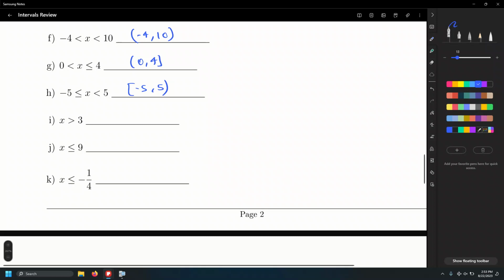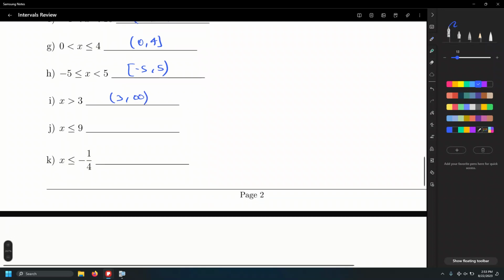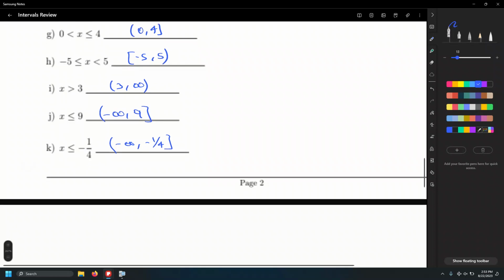What did we get for letter I? Yeah, you. Parentheses 3, comma, infinity. All right. What about letter J? Parentheses minus infinity, comma, bracket. And last but not least, how about -infinity, -1/4 with bracket, right? Because we have the less than or equal, right? Let's see.